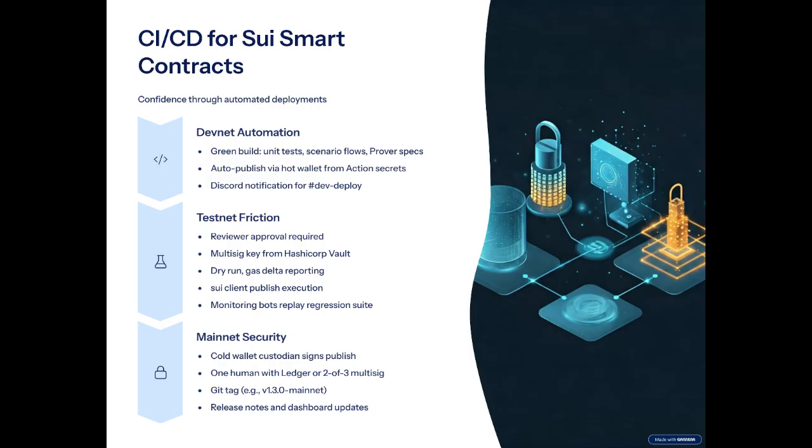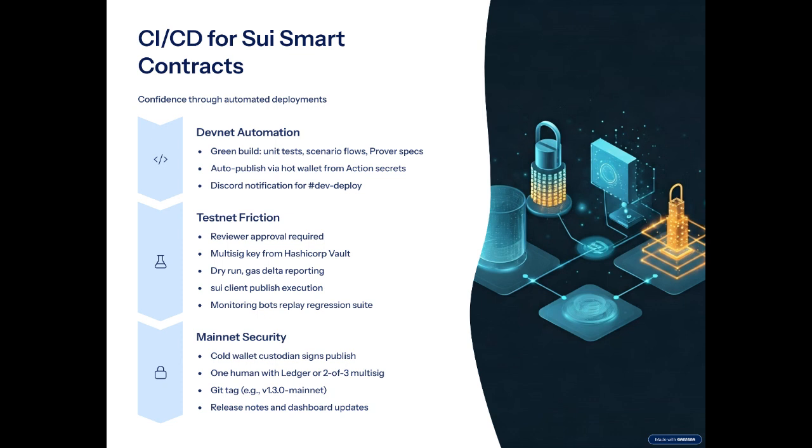For testnet, we add friction. A reviewer clicks approve. The workflow loads a multi-sig key from HashiCorp Vault, executes a dry run, posts gas deltas, and finally runs sui client publish. Monitoring bots replay a regression suite that creates listings, buys them, checks fee accounting.